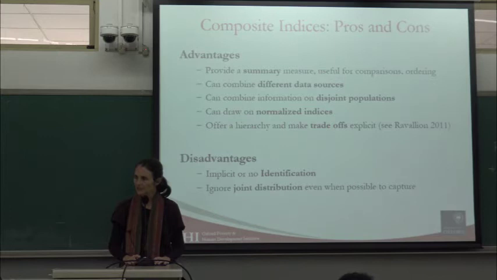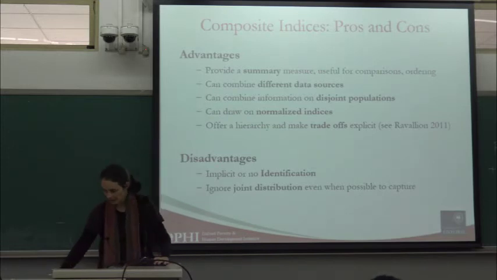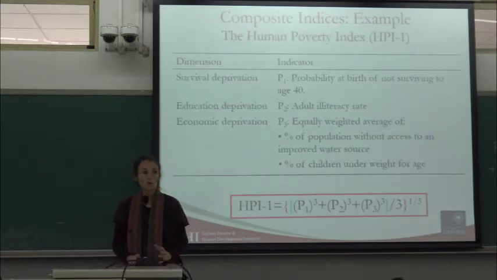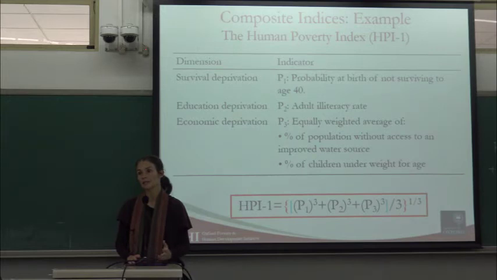The disadvantage is that there is no identification of who is poor. So if you think about the HPI, who is poor? What percentage of people in my society are poor if my HPI is 0.25? We don't know. We don't know if the children come from the same households as the adults. We don't know if the adults should be considered poor if their children are malnourished. We have none of that information. So there's no identification.